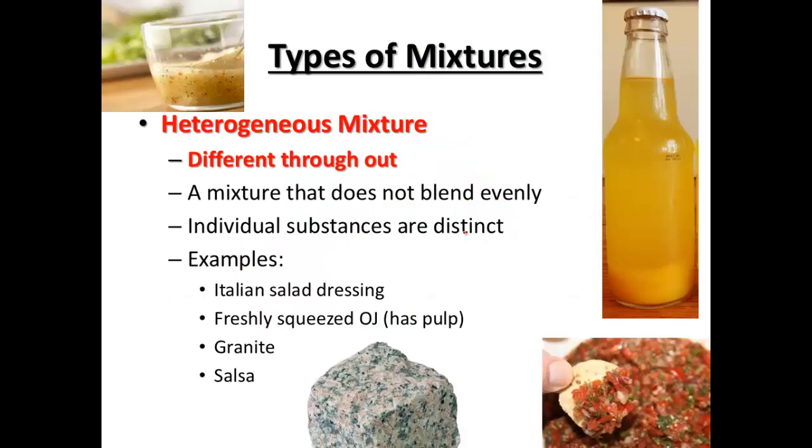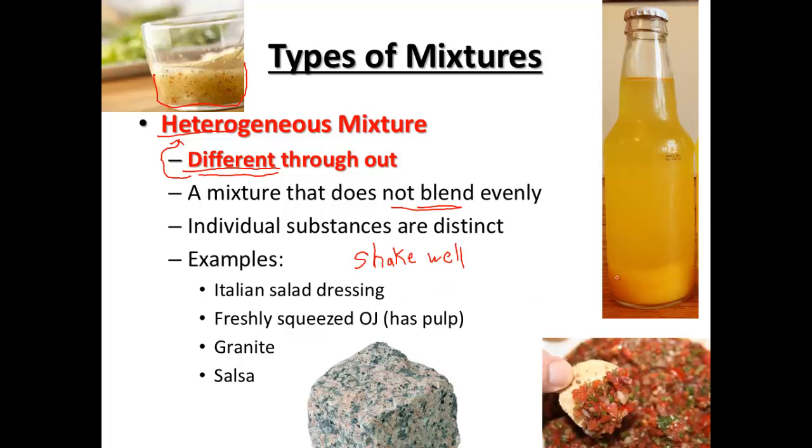So our first type is a heterogeneous mixture, different throughout. The word hetero means different throughout. So when we look at these, it's a mixture that does not blend evenly. Individual substances are distinct. An example is Italian salad dressing, which you can see up above here. We've got different layers, different parts there, so not everything is equal. You've got to shake it. That will be one thing you'll notice for these: shake well if it's a liquid.